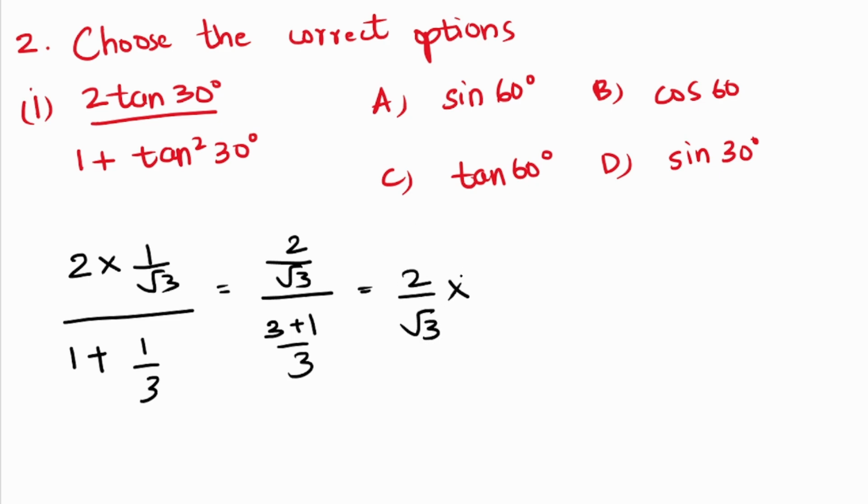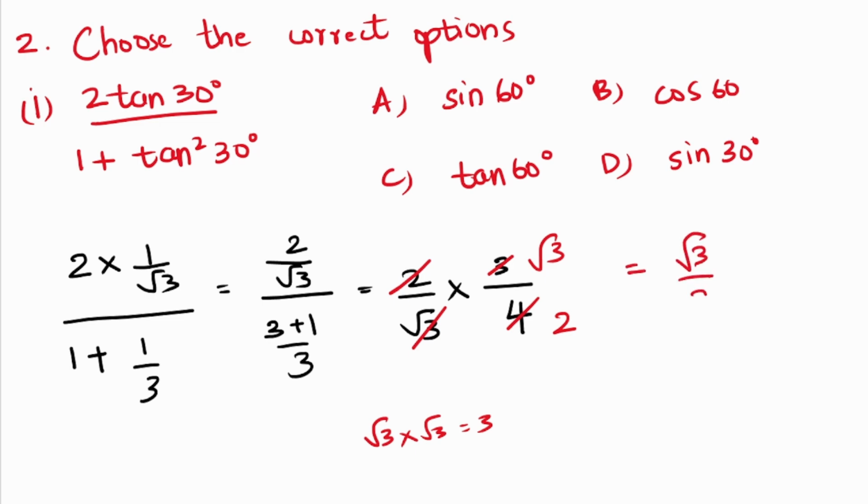We will do the reciprocal multiplication. So 3 will come up and divided by 3 plus 1, 4 over here. So when you cancel 2 over here, we'll get 2. Then when you cancel 3 and root 3, root 3 into root 3 is 3, right? I've cancelled root 3 over here. When I cancel 3 also, root 3 from 3, I'll get root 3, right? So the final answer is root 3 by 2.